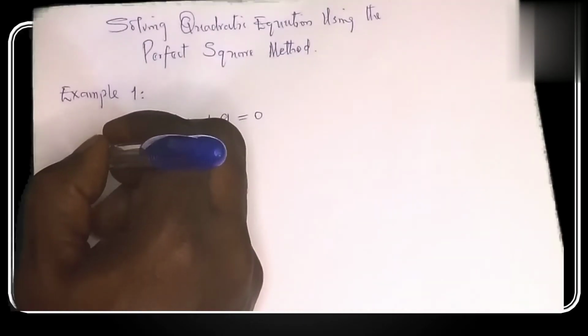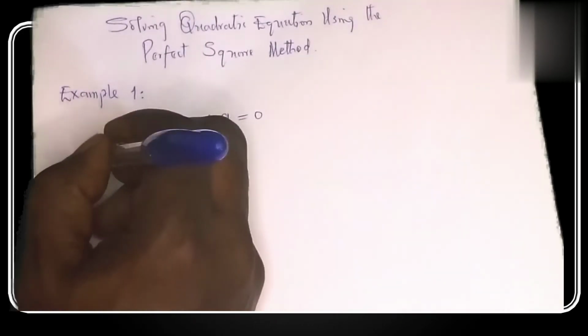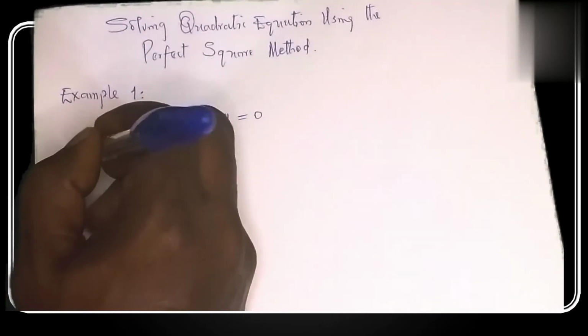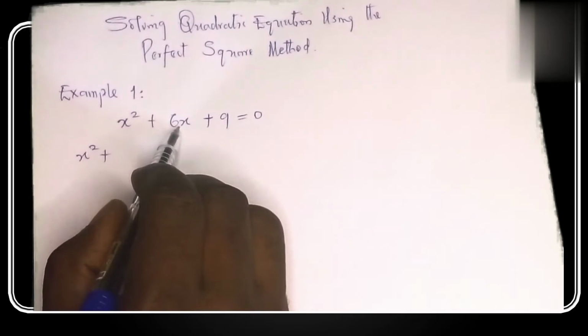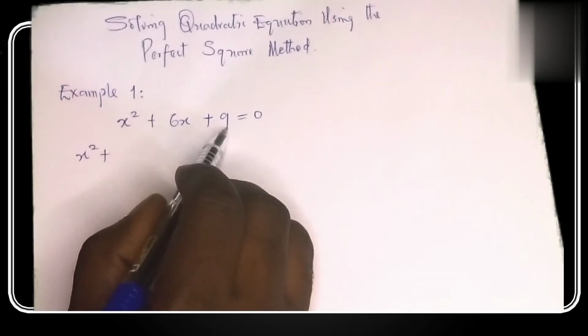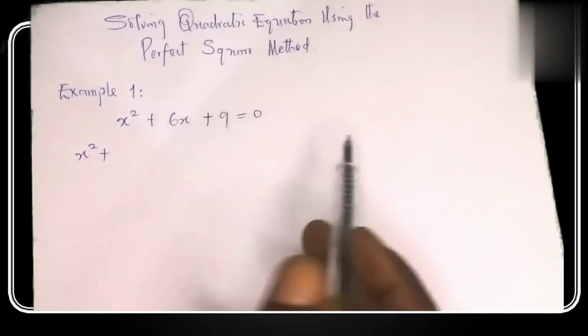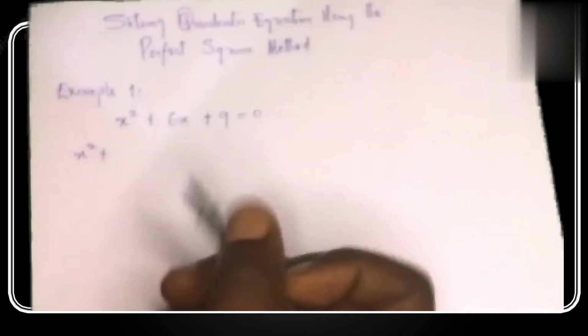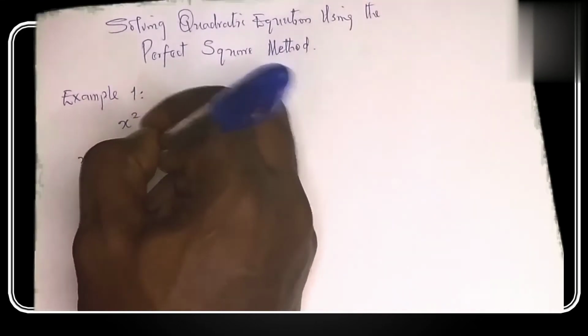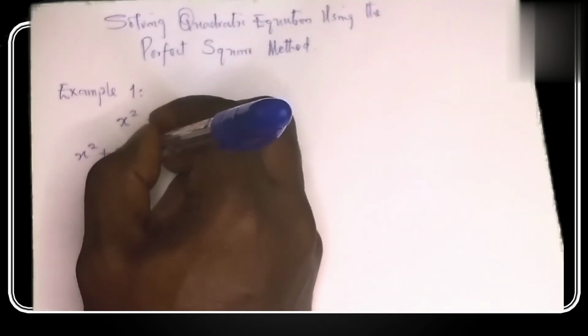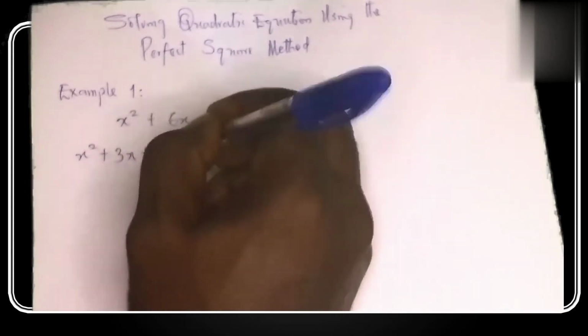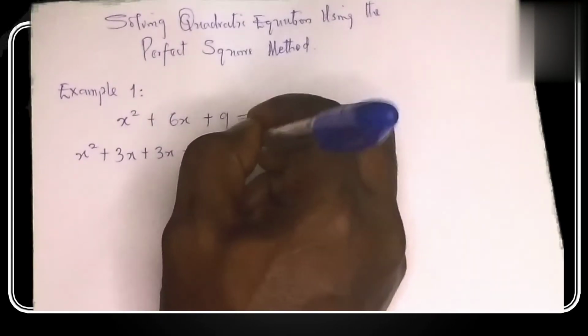expression. Now, for instance, this expression now, if you look at it, we find out that if we solve it by factorization, quickly let us run through that. X squared plus, what can we add together to make plus 6 and multiply to be 9? We can have 3 and 3, plus 3 and plus 3. 3 plus 3 will be 6x, and 3 times 3 will be 9. So 3x plus 3x plus 9 equals 0.